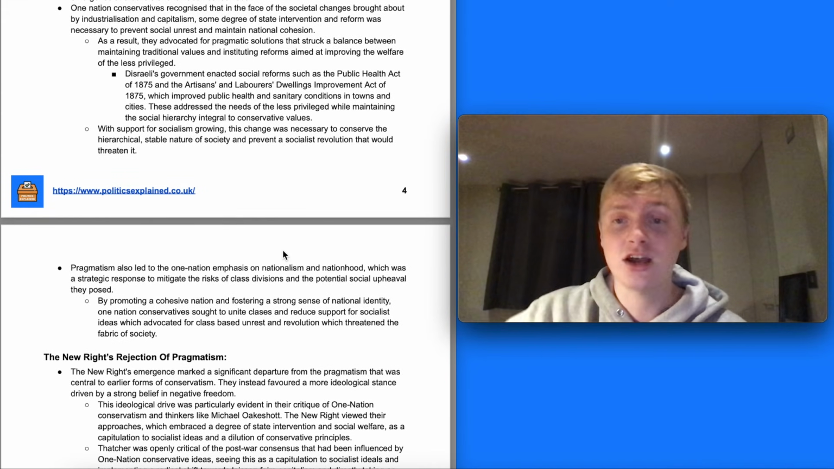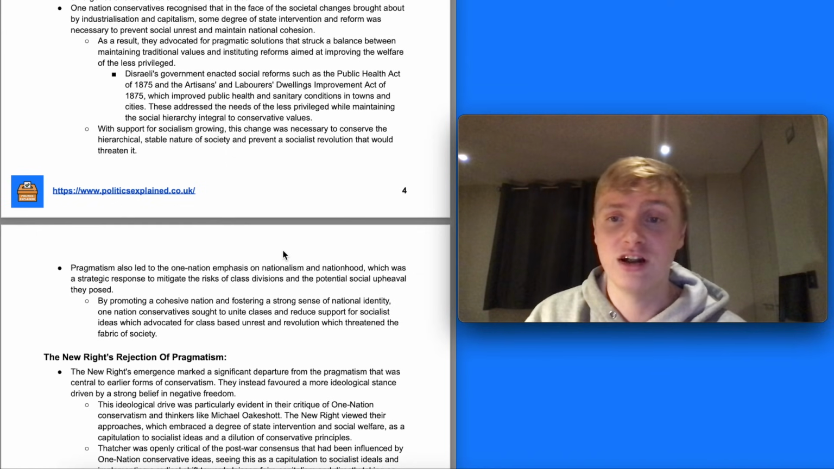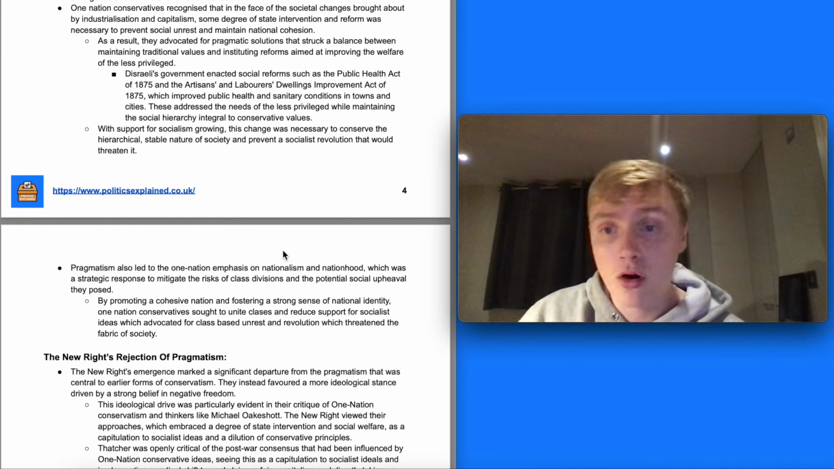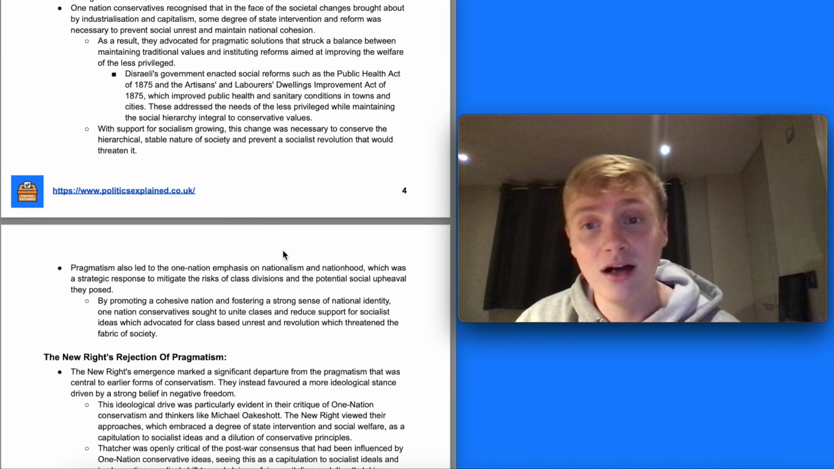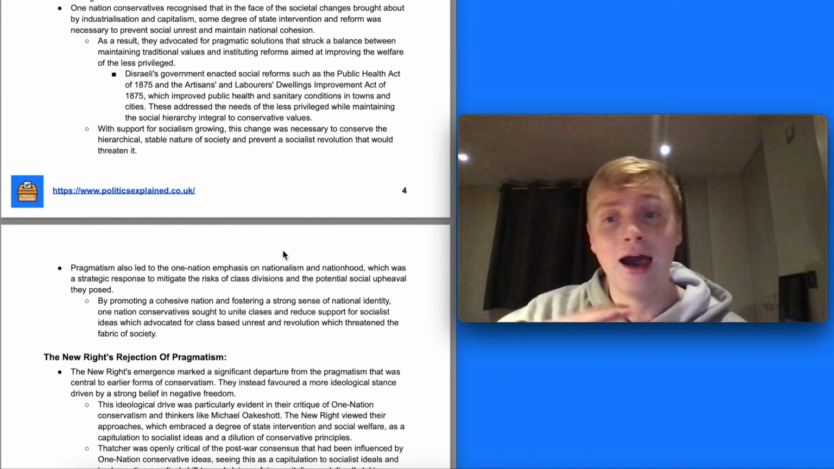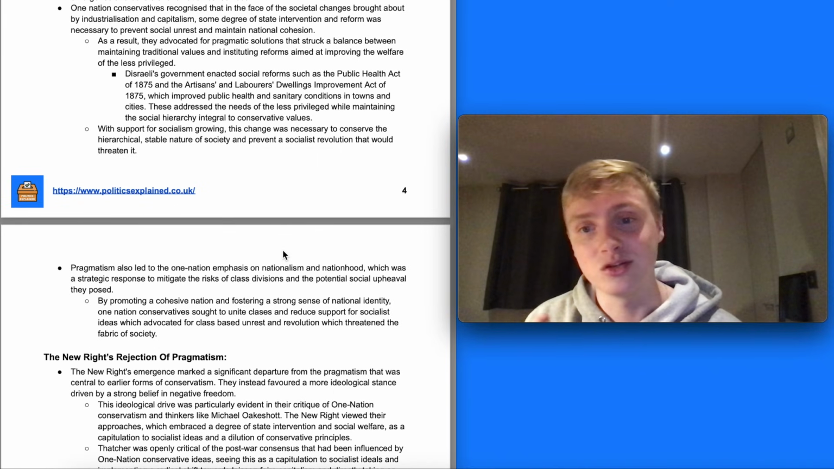So it was seen as necessary, with growing support for socialism in society and growing industrialisation, they needed to adapt, they needed to change to conserve. Because with growing industrialisation, you had a growing working class, and you had also growing inequality. And therefore, with this changing context, you needed to help the lower classes a little bit more to maintain cohesion in society. And this was crucially with the growth of socialism as well.